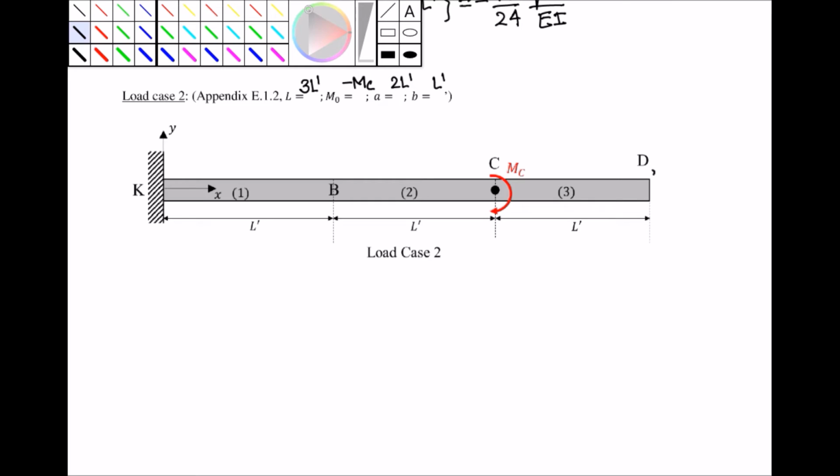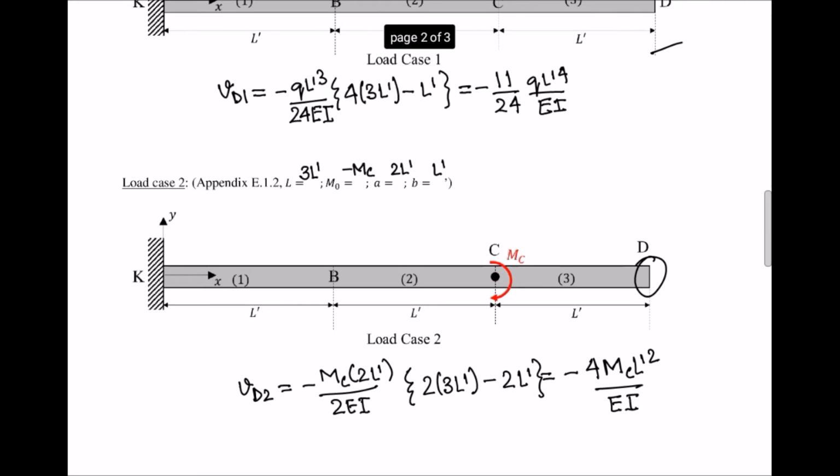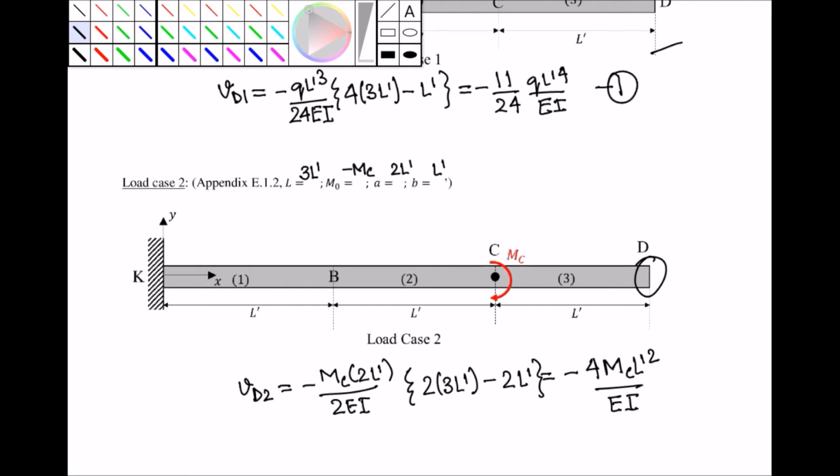If the deflection at D in this case is Vd2, we have Vd2 equal to minus MC times 2L prime divided by 2EI, multiplied by twice of 3L prime minus 2L prime, and this simplifies to minus 4 MC L prime squared divided by EI. Before moving on to the next part of the solution, let's call these equation 1 and equation 2.